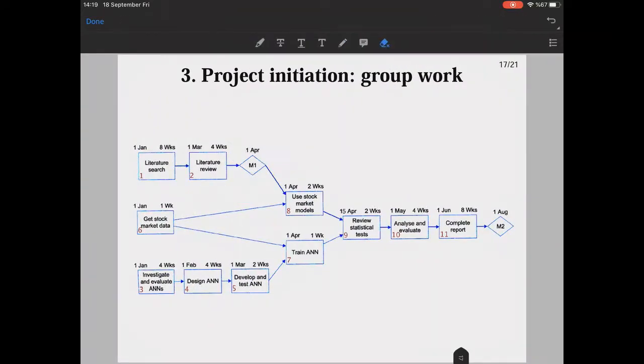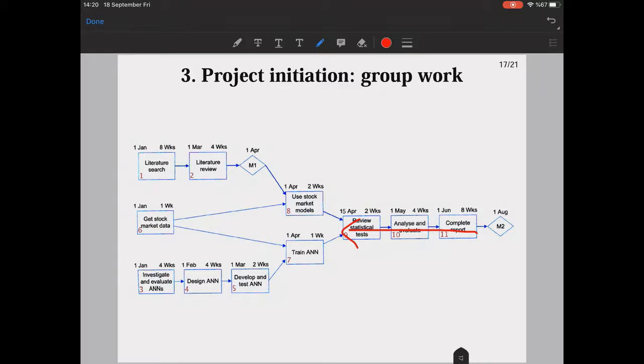When you make this, put these numbers in each box and agree that these are your milestones here. You can see what is on the critical path here. Okay, as you see, this one is on the critical path. They have only one predecessor.